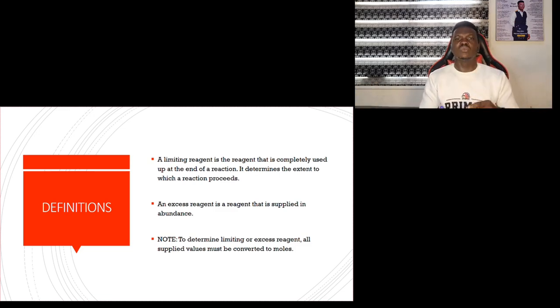So that is what we mean by excess reagent. Now you need to understand something. Before you start solving problems using limiting and excess reagents, you must convert those values you have to moles. If your supplied concentration, volume, mass, or number of particles, you must convert it to moles before you start solving problems.